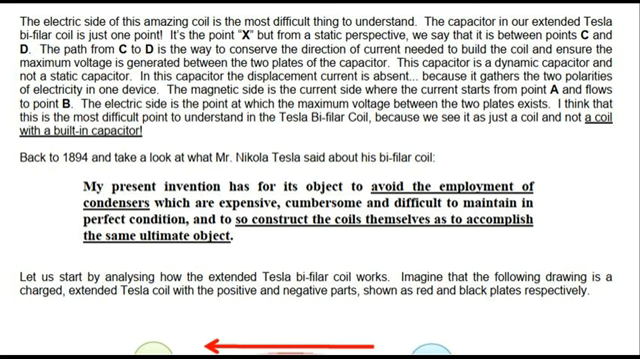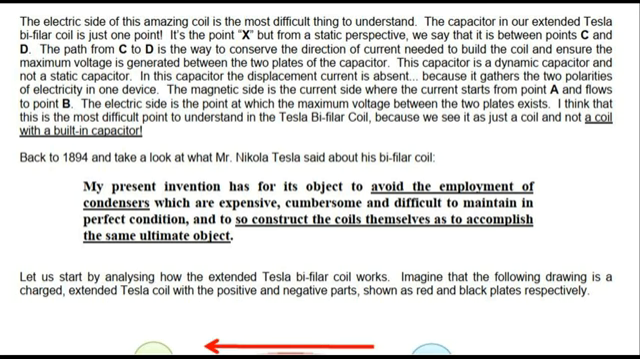The magnetic side is the current side, where the current starts from point A and flows to point B. The electric side is the point at which the maximum voltage between the two plates exists. I think that this is the most difficult point to understand in the Tesla bifilar coil, because we see it as just a coil and not a coil with a built-in capacitor.